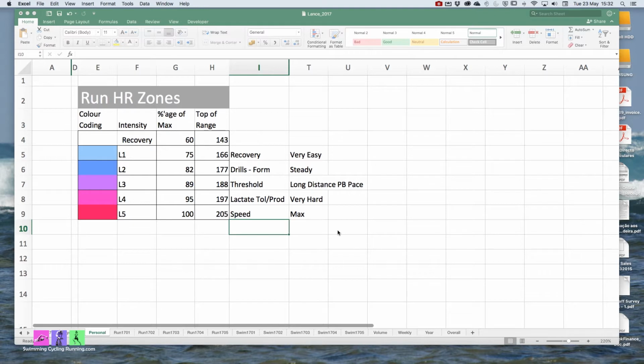This comes from my son's personal information and his maximum heart rate, etc. So what we're working off is maximum heart rate and percentages of that. So level 1, for example, would be anything below 75% of maximum heart rate. Level 2, anything below 82% of maximum heart rate. Level 3, anything below 89% maximum heart rate. Level 4, 95%. And finally, 100%. Anything 95 to 100% is level 5.